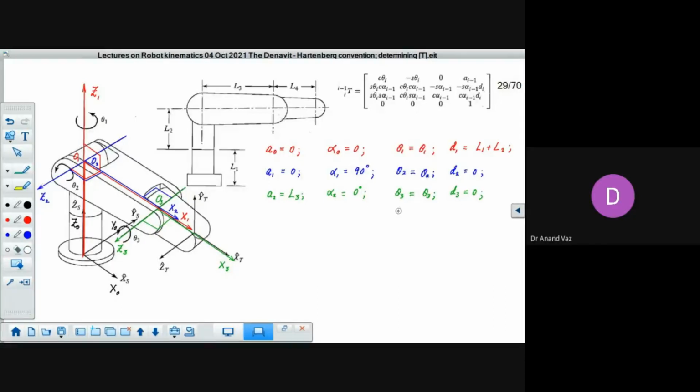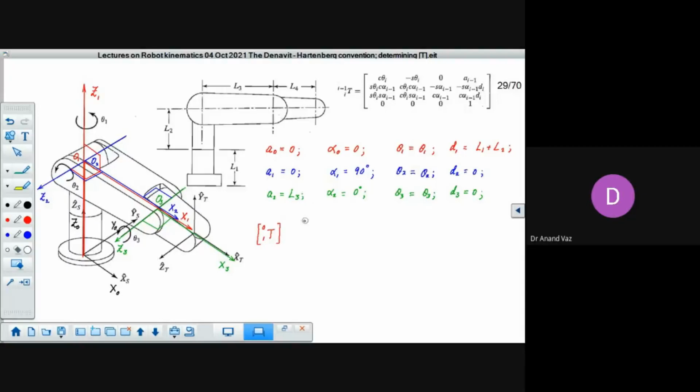Now each row corresponds to a particular transformation. You can utilize this in the transformation. So first of all, I'm going to show you how to construct the first transformation. You will have to work out the others by yourself. Okay. So we have the transformation from frame 1 to 0. So we make use of the first row. So alpha i minus 1 in this case will be alpha 0, and a i minus 1 will be a0. Theta i will be theta 1 and d i will be d1.